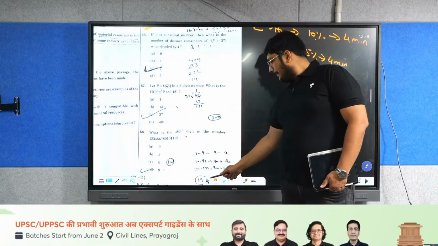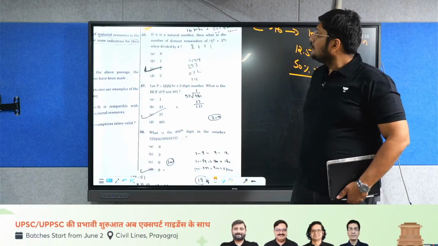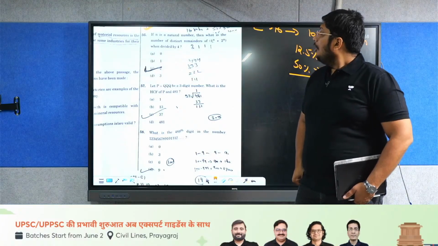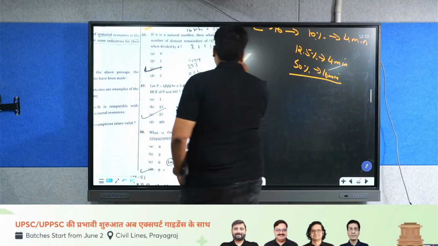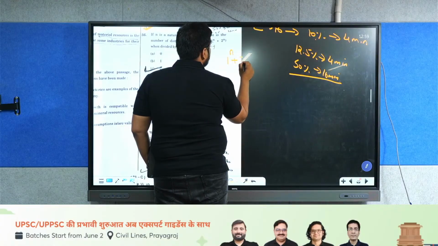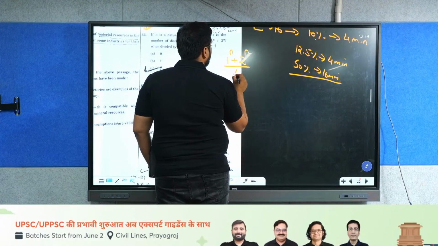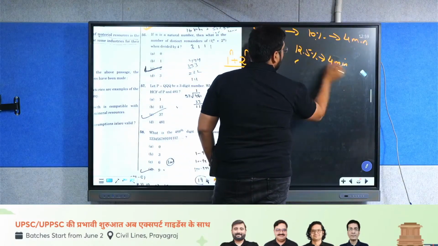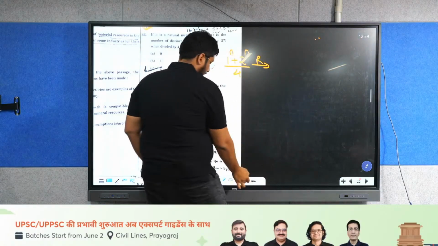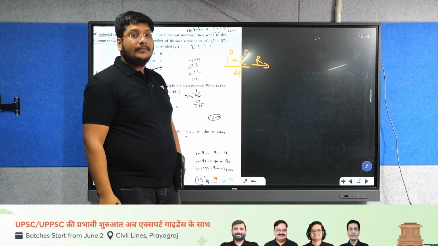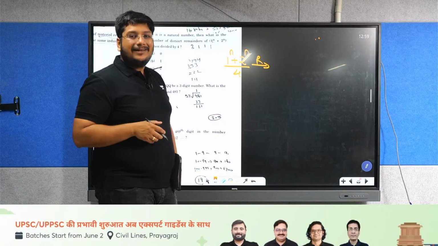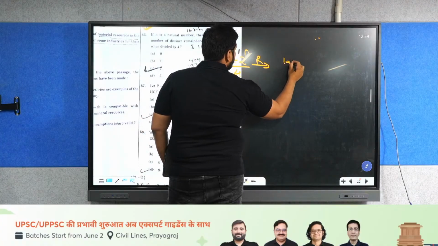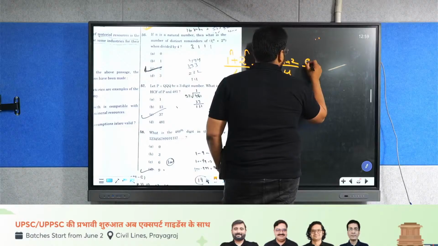Question is asked, if n is a natural number, what is the number of distinct remainders of 1 to the power n plus 2 to the power n when divided by 4? I have to find the remainders. How will we do it? Let me put the value as n is equal to 1. So 1 plus 2, 3, divided by 4, remainder 3.